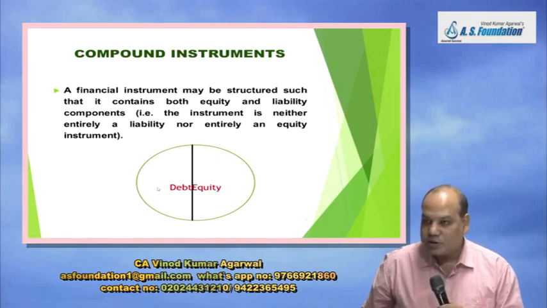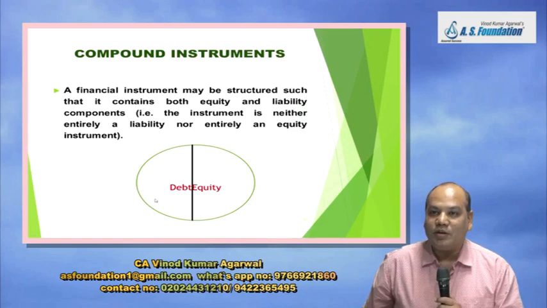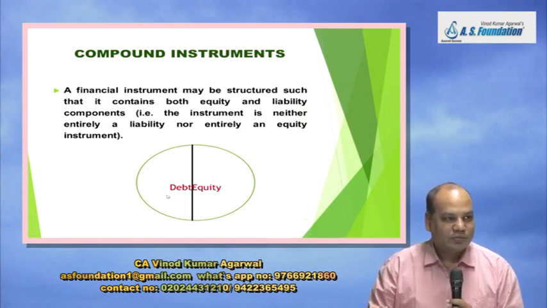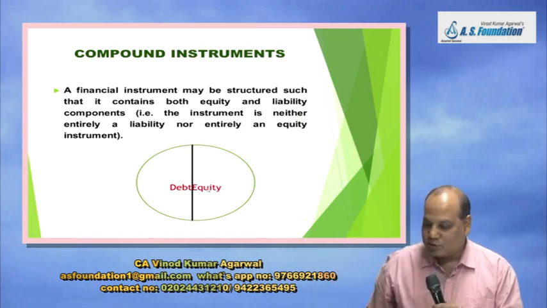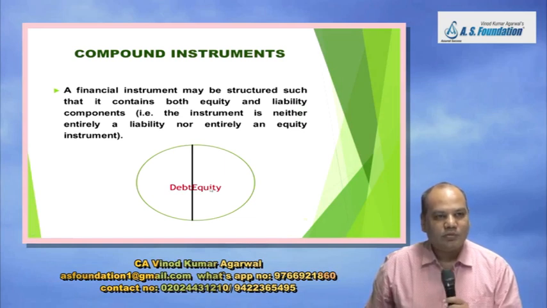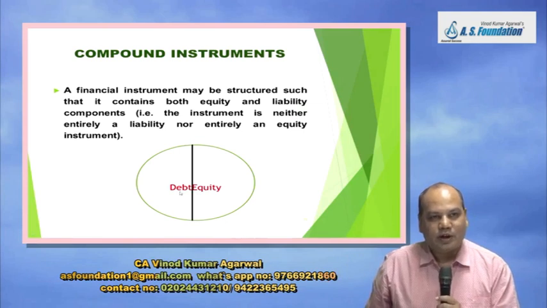So this is one of the best examples of substance over form. In form it is one instrument, but in substance there are two instruments. What we need to do? Separate the debt portion and equity portion. Then the debt portion will be accounted depending upon its classification. Equity is not subsequently remeasured. That means whatever amount we identify right now will remain in equity till this instrument is settled, redeemed or converted.